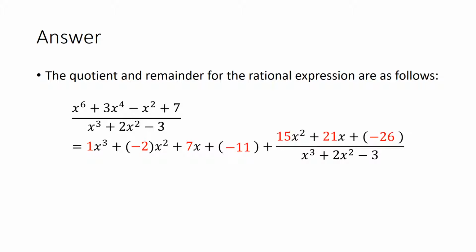So the quotient and the remainder for the rational expression are as follows. We have 1x cubed plus -2x squared plus 7x plus -11 as the quotient, and then we have 15x squared plus 21x plus -26 as the remainder.